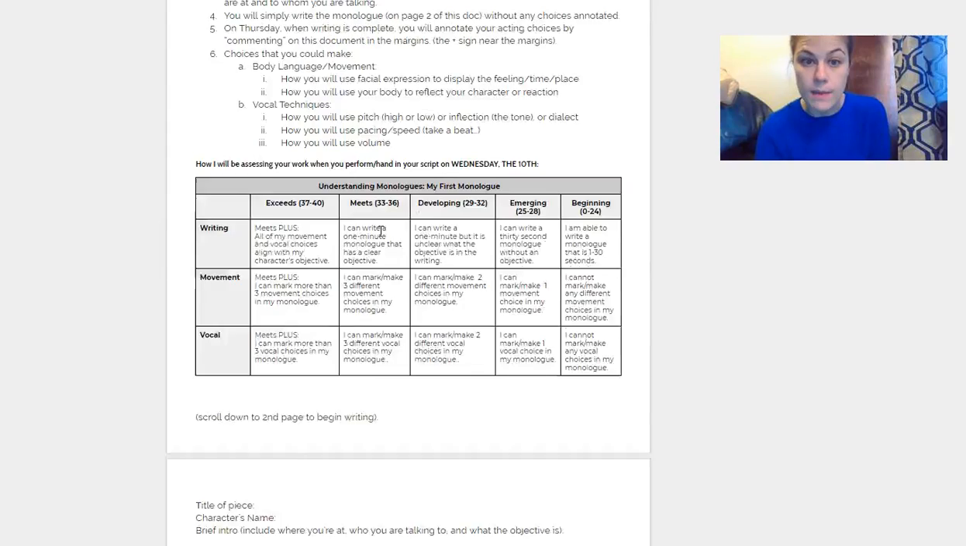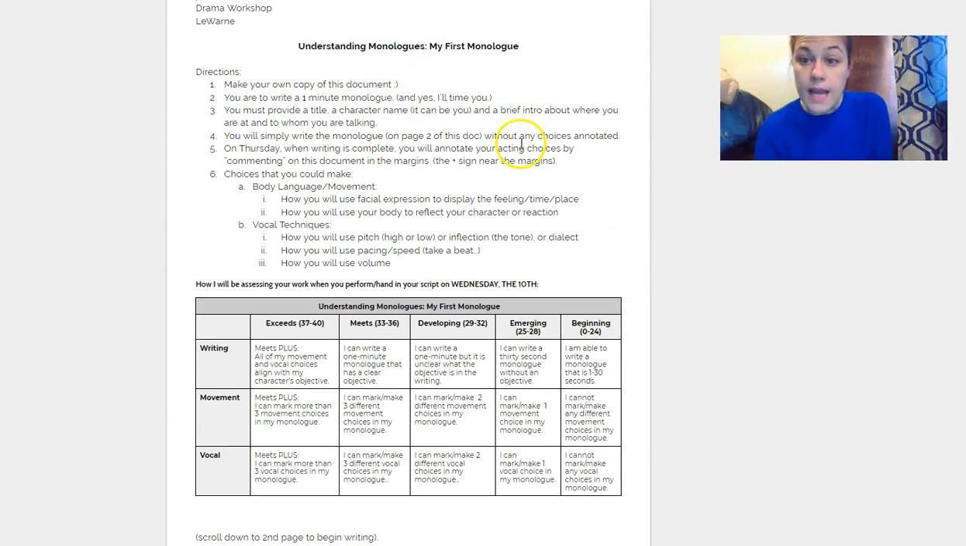I will time you in the piece, because the timing, essentially word count, time, however you work it, that is how I'm judging the length of your piece. You must provide a title for your piece, a character name. It can be you, or you can make up a character name, and a brief intro to the piece that you will read before you perform it, so people know the context of where you're at and who you're talking to in the piece.